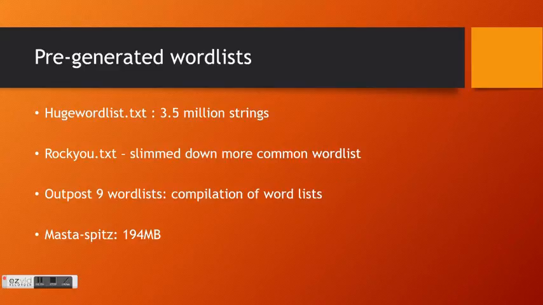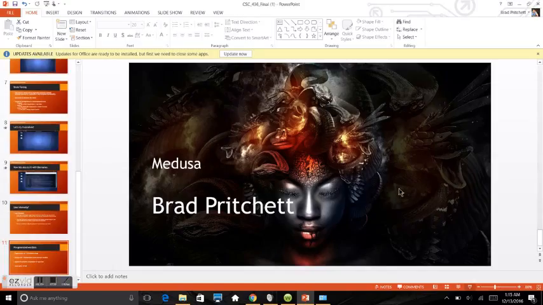Here is a pre-generated word list, or word lists, I mean. These are the ones I found online. I used a portion of that huge word list, a very small portion, because it contains 3.5 million strings, and I used maybe 20. Rocku.txt is a very slimmed down, more common word list. Outpost 9 word list is multiple word lists, a compilation of all of them, and then Metasbits is 194 megabytes of the most common passwords of all those lists combined. So that one would be a good one to use as well.